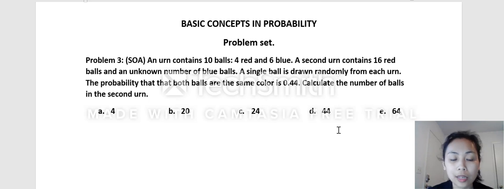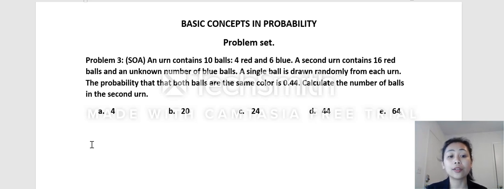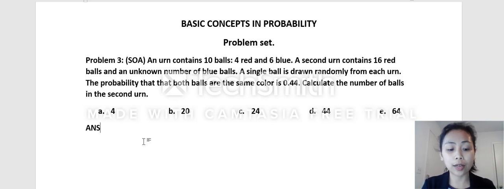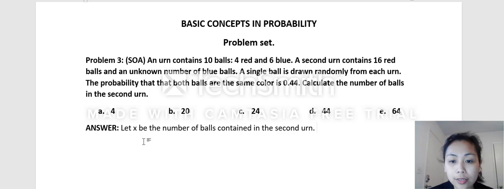SOA: an urn contains 4 red balls and 6 blue. A second urn contains 16 red balls and an unknown number of blue balls. A single ball is drawn randomly from each urn. The probability that both balls are the same color is 0.44. Calculate the number of balls in the second urn. So this question is asking you to find the number of balls. So first you have to let X be the number of blue balls contained in the second urn. A single ball is drawn randomly from each urn, and the probability that both balls are the same color is 0.44.